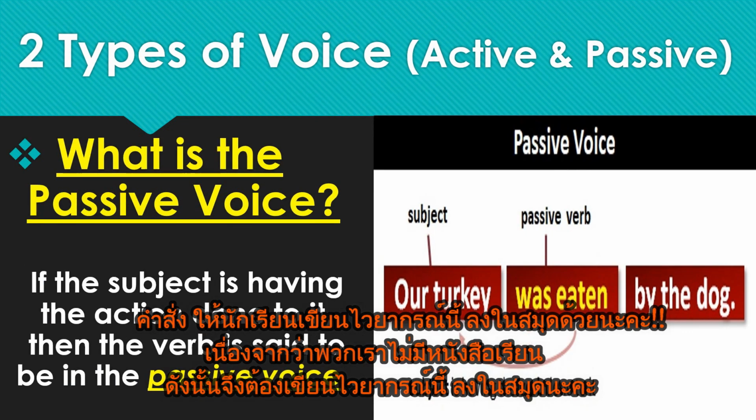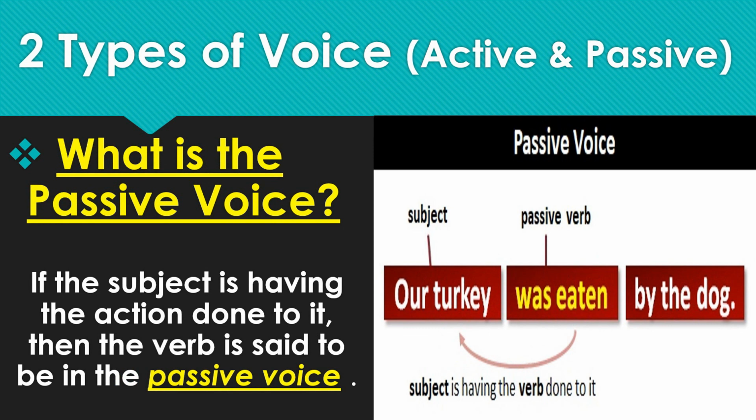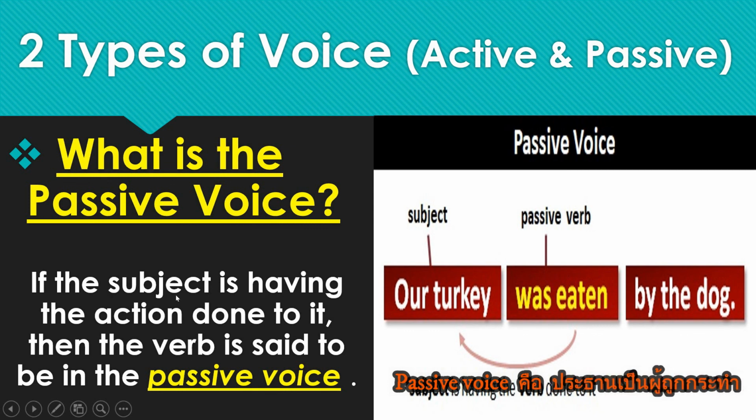Okay, next, let's go to the second type of voice in grammar. We have the passive voice. So what is the passive voice? So the passive voice is if the subject is having the action done to it. If the subject is having the action done to it, then the verb is said to be in the passive voice.